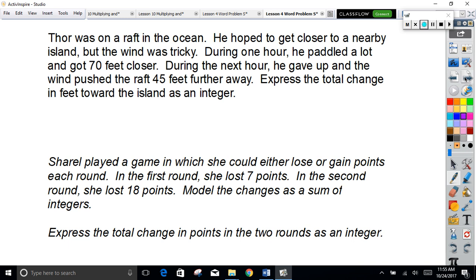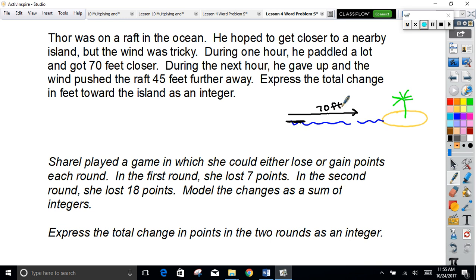Thor was on a raft in the ocean. He hoped to get closer to a nearby island, but the wind was tricky. All right, so Thor needs to get close to this island. Here's the island. Let's draw a palm tree on the island. Okay, there's my palm tree. So Thor is over here in the water on a raft. So here's his raft. It says during 1 hour, he paddled a lot and he got 70 feet closer. So he's going closer to the island by 70 feet.